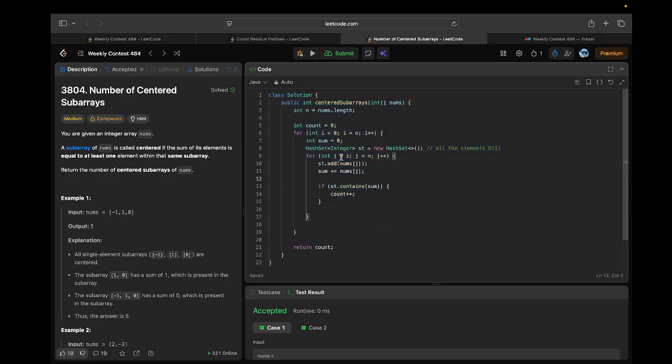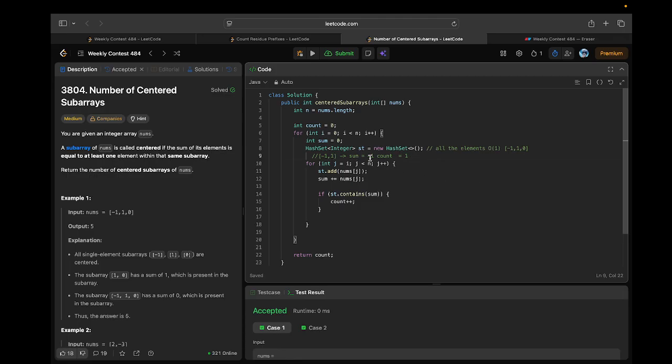For example, let's consider the first case for better clarity. For the first time, we added -1 in our hash set, and then we run a loop from here to here. First we calculated the sum, which is also -1, and I am checking inside the hash set. Hash set, do you have this particular element? The hash set returns true, so we simply increment the value of count to 1. Then again we got a 1, and we put it inside our hash set. The hash set has these two elements.